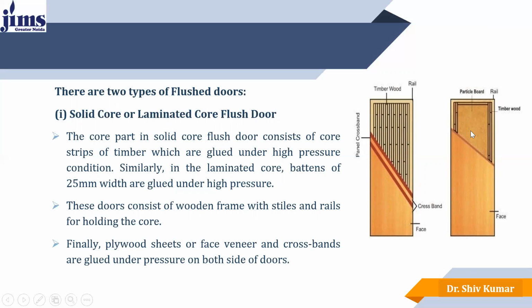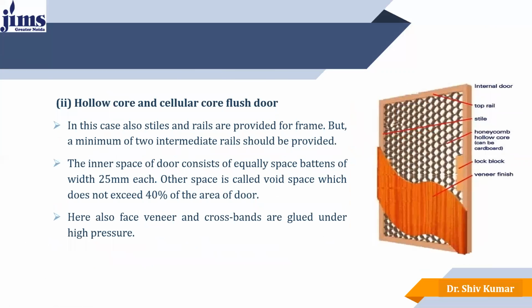Here in the second door, this is the hollow core and cellular core flush door. In this case also, stiles and rails are provided. These are the rails and stiles. Two intermediate rails should be provided at the bottom and the top. The inner space of the door has equally spaced battens of width 25 mm each. The other space is called void space. These are the void spaces provided in between, which should not exceed 40% of the area of the door. And here also the face veneer and crossbands are glued under high pressure.